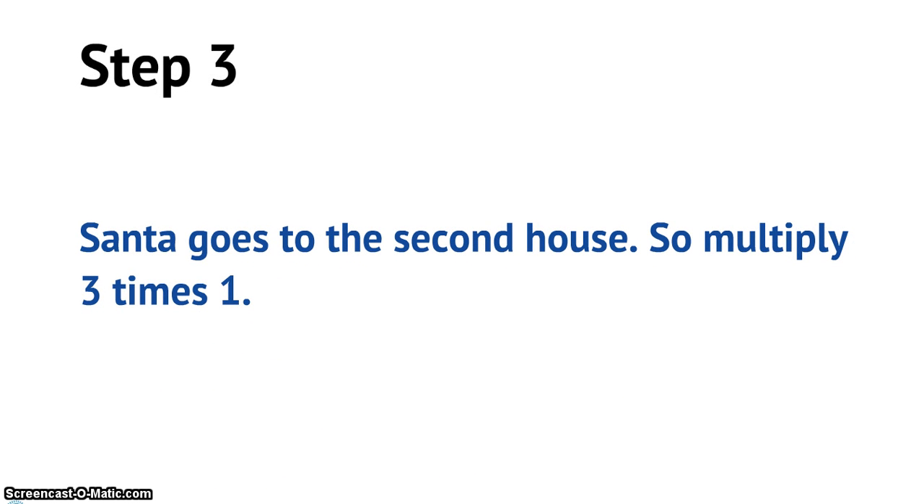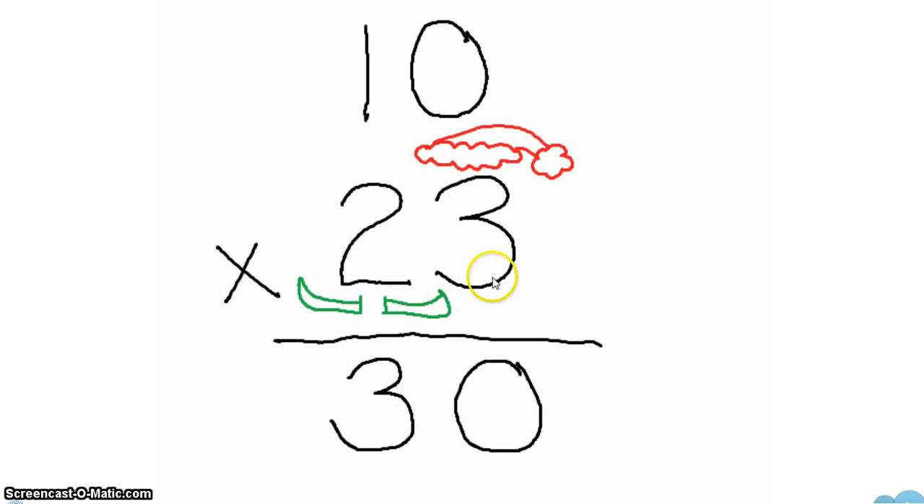Step 3, Santa's going to be going to the second house. So you're going to be multiplying 3 times 1. So here's Santa again. He's going to go to the second house, which is right here. 3 times 1 is 3. You put that number down here.